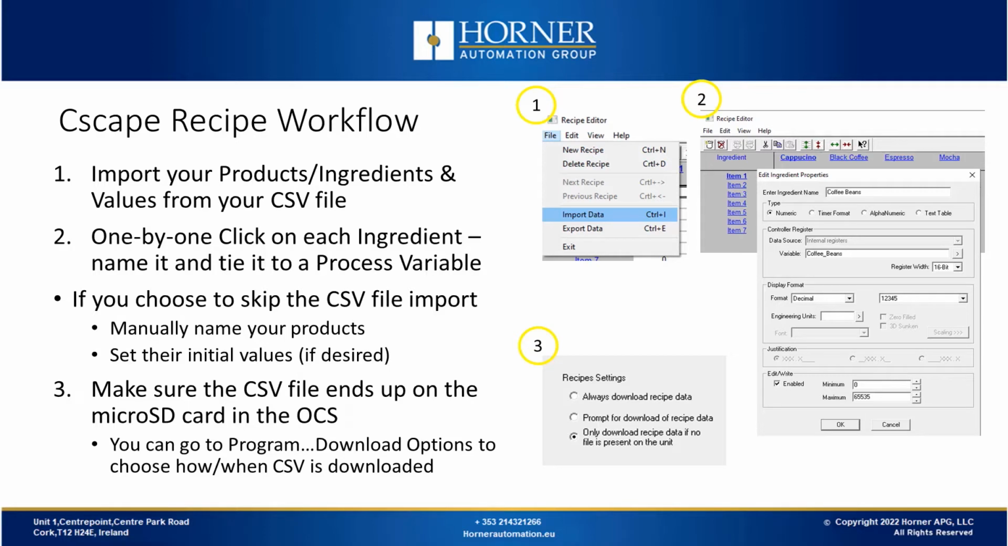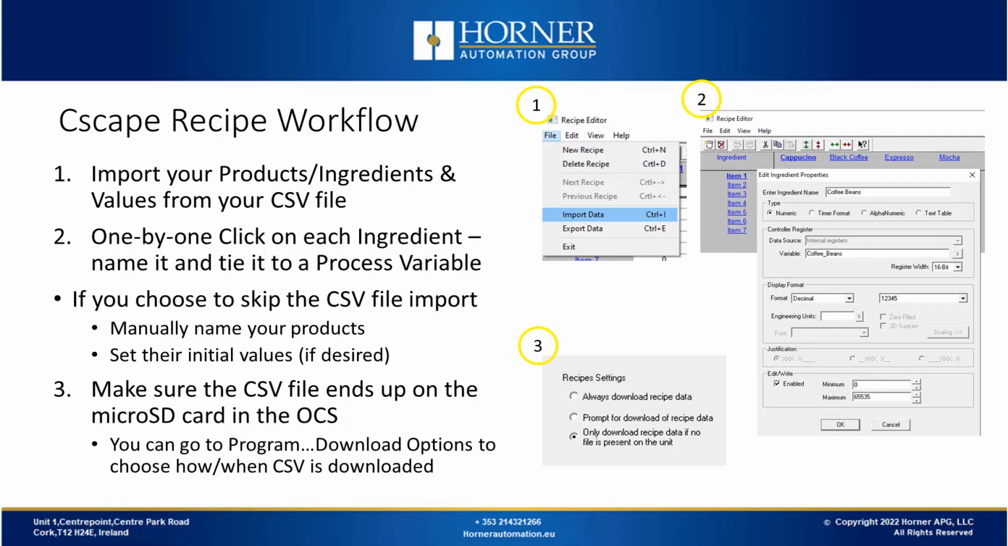What is not important here is the ingredient names, because ultimately we have to click on every ingredient and configure it anyway to assign a name, but also to tie it to a specific process variable in your program. If you choose to skip the CSV file import, then you still need to manually name all your products and ingredients and tie them to a variable. You do have the option of setting the initial values of your variables for the specific product.